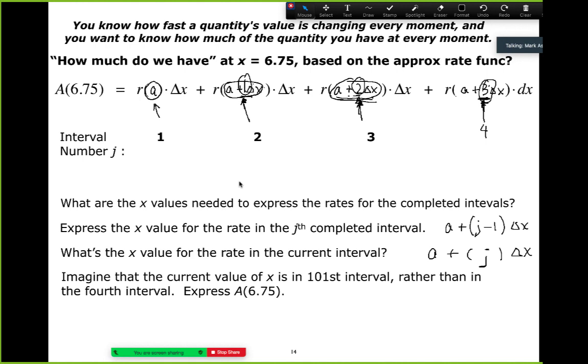Even if you don't know the final answer to this question, tell me something. If x is no longer in the 4th interval but the 101st, how will it change the situation? So this is the 101st interval now. Is there just one thing we can say that's different about this now? If rather than the 4th interval, we're in interval 101, the delta x is much smaller. So x equals 6.75 is no longer in the 4th interval but the 101st interval. How will this be different then?